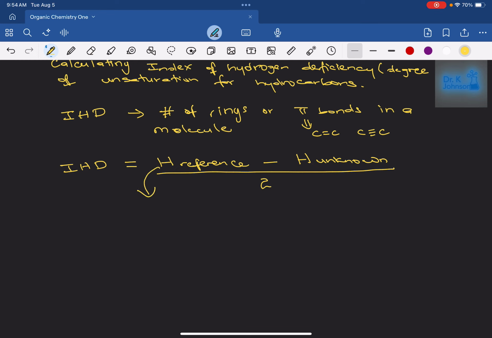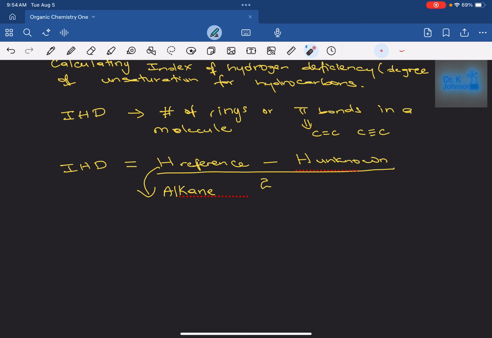The number of hydrogens in your reference comes from your alkane. Remember, your alkane is saturated, which means it has the maximum number of hydrogens that a hydrocarbon could possibly hold. So that's why the alkane is used as your reference. It's your reference minus your unknown. Remember, your unknown is lacking some hydrogens.